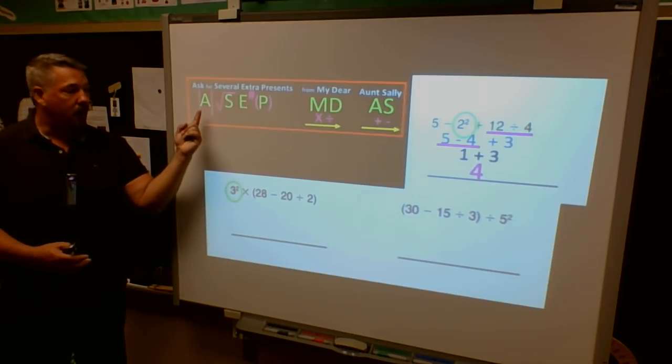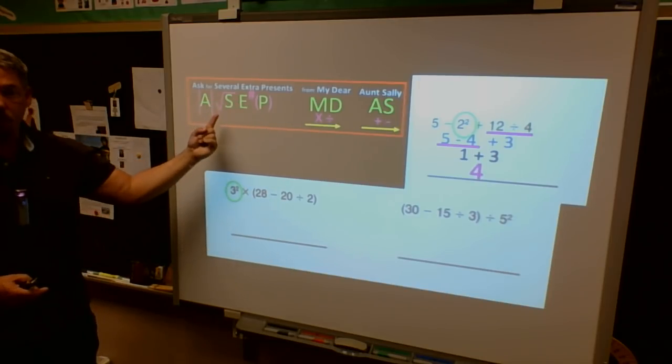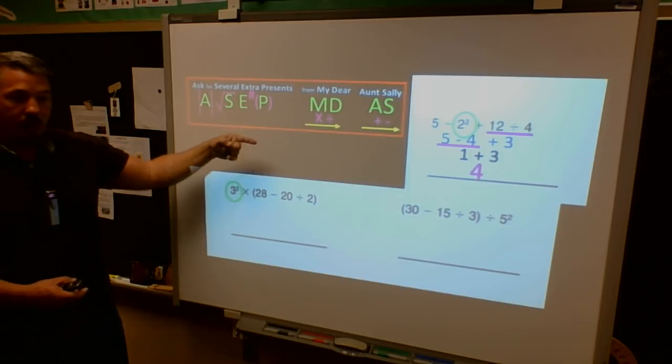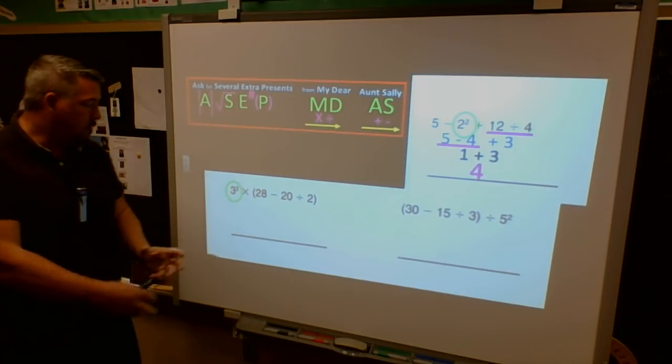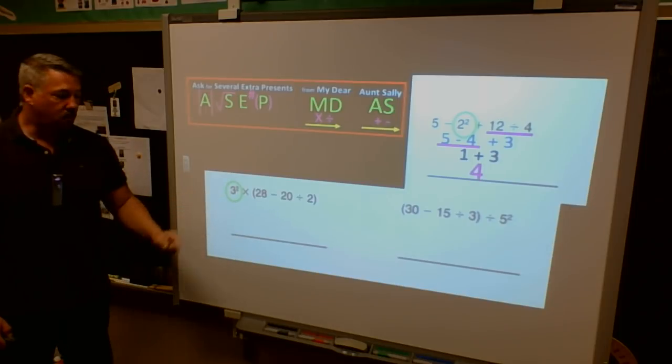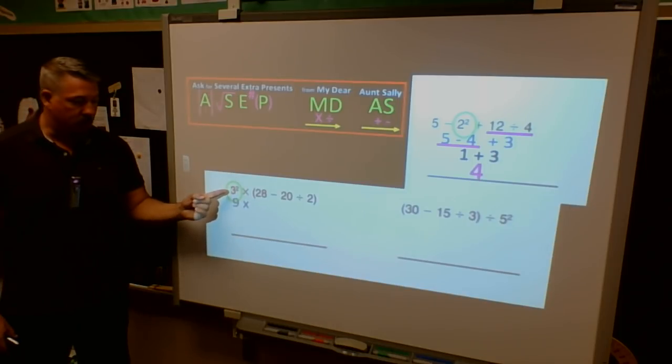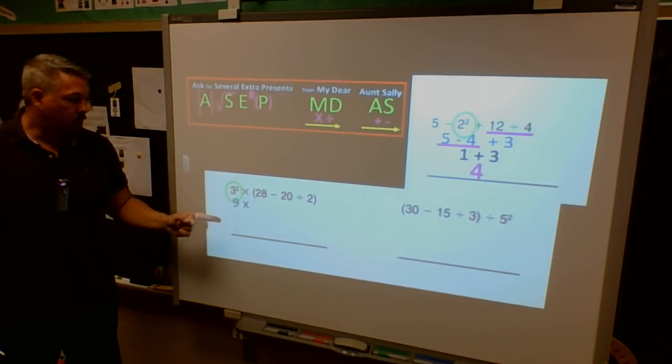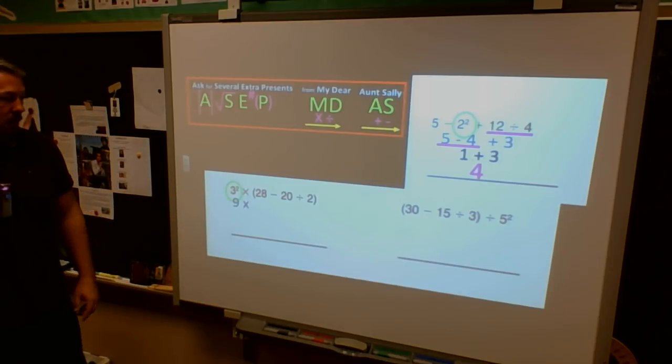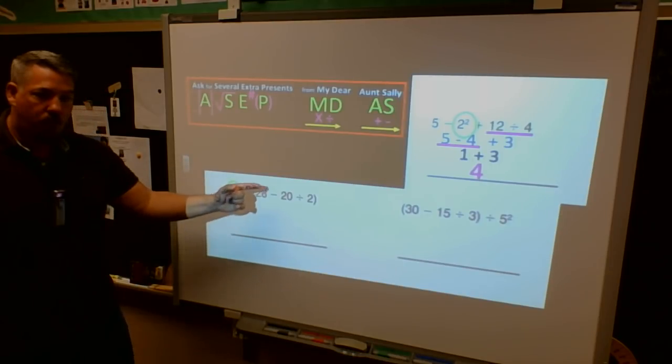When it comes to my absolute value, square roots, exponents, and parentheses, I just like to go from left to right if I'm able to. So I start with my 3 squared. My 3 squared tells me I'd have 3 times 3, which is 9, and then I bring down my multiplication sign. Then I go to my parentheses.